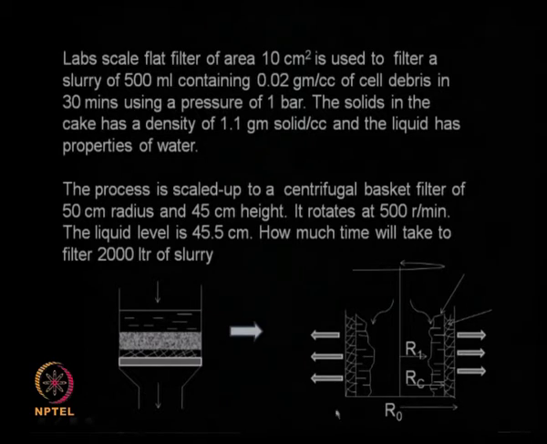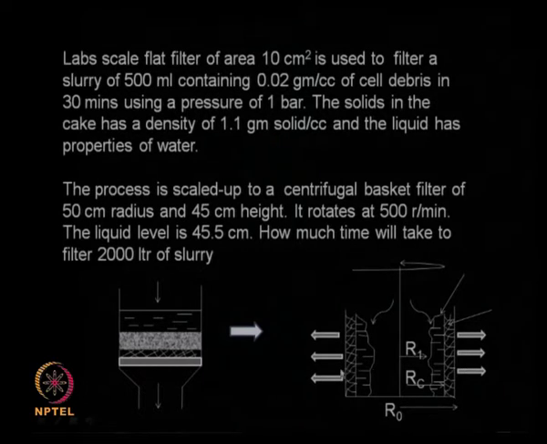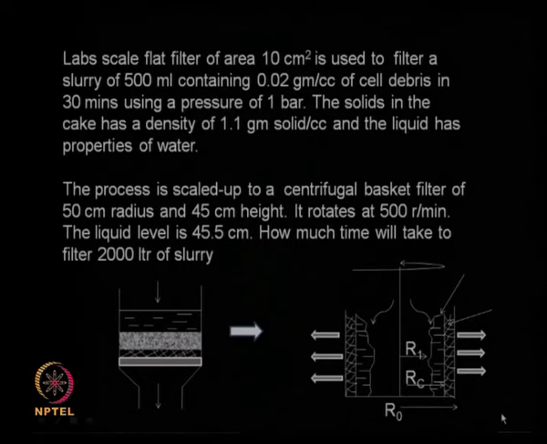Now the dimensions of this centrifuge are: it has a 50 centimeter radius, that is R0, and it has a 45 centimeter height, that is the length. It rotates at 500 revolutions per minute. The liquid level is at 45.5 centimeters, that is this portion. Now how much time will it take to filter 2000 liters of slurry?